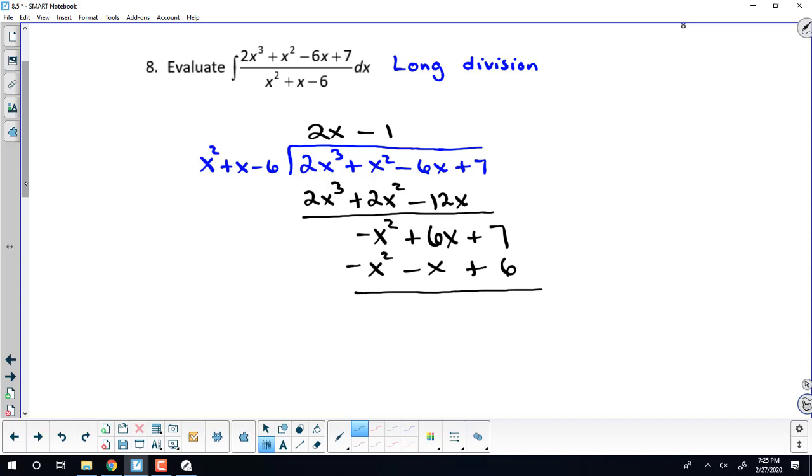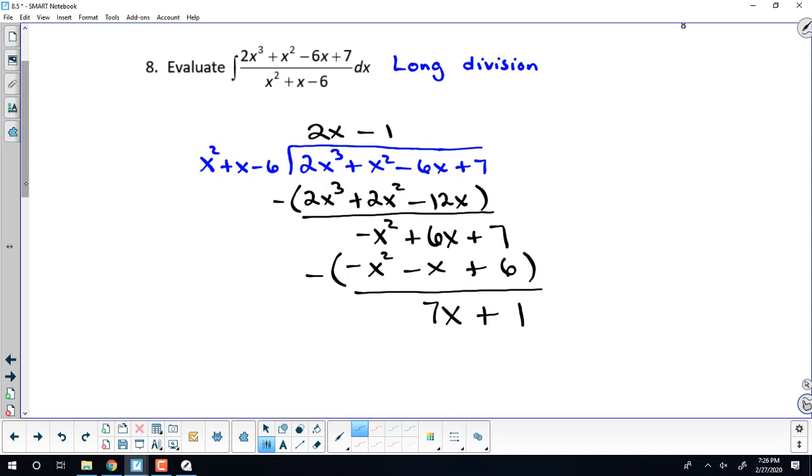We're subtracting all of that off. I guess I'll put this here. 0, we've got a 6x plus x. You've got a 7 minus 6. So that's what we should end up with. Our quotient should just be 2x minus 1, because 2x cubed divided by x squared is 2x. That's some stuff. And so here's our stuff.